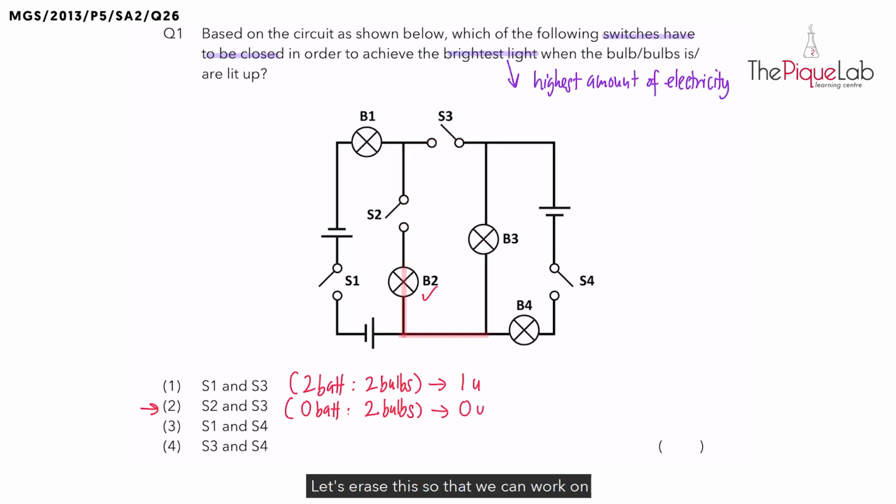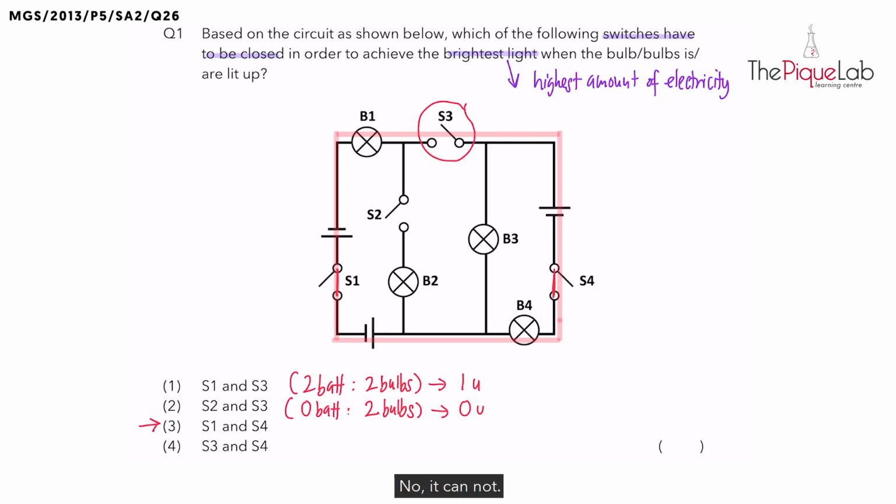Let's erase this so that we can work on the third option, where we close switches S1 and S4. Is this pathway that I'm tracing the correct pathway that electricity flows through when switches S1 and S4 are closed? If you guess no, you are right. Take a look at switch 3. It's open. Can electricity flow through an open switch? No, it cannot. So we need to take a look at another pathway when switches S1 and S4 are closed.